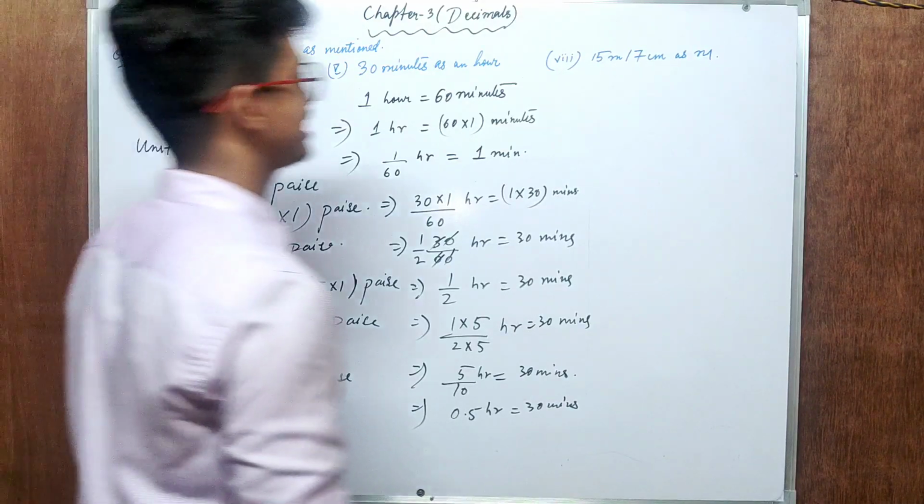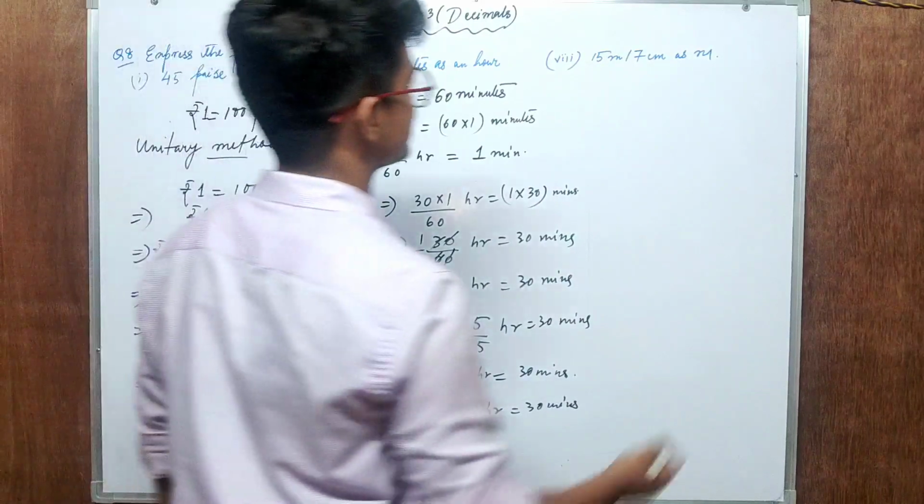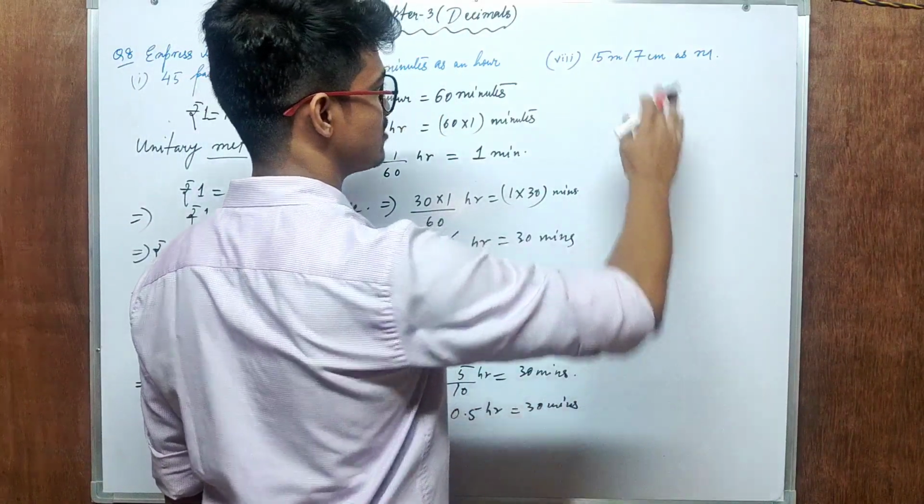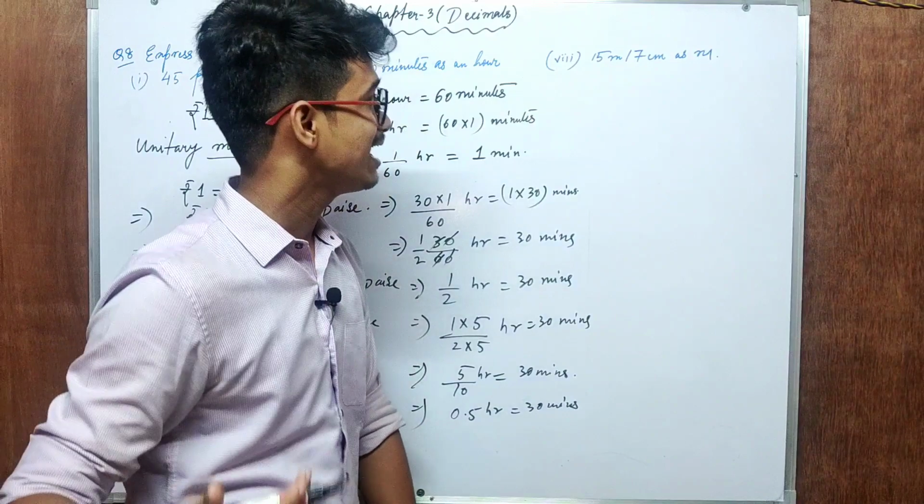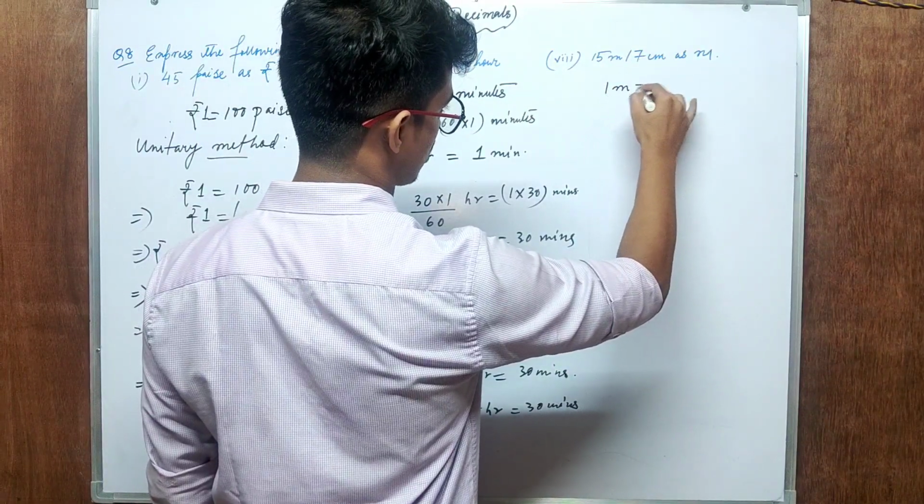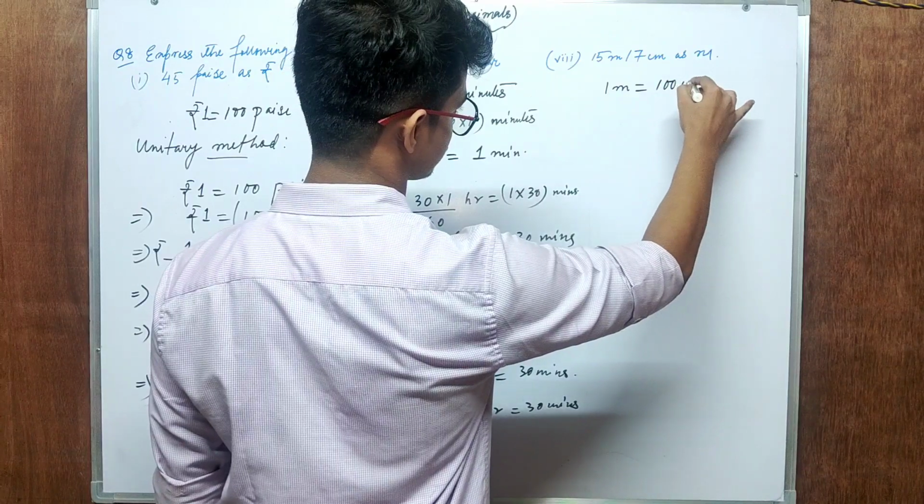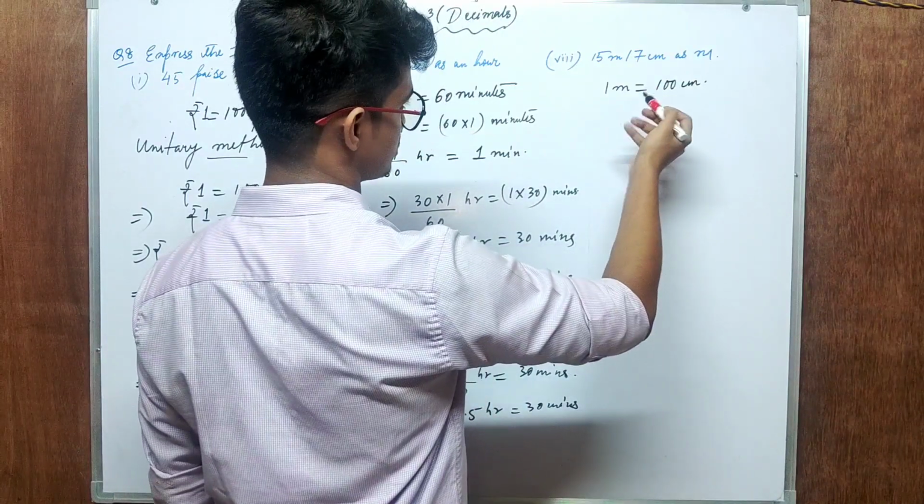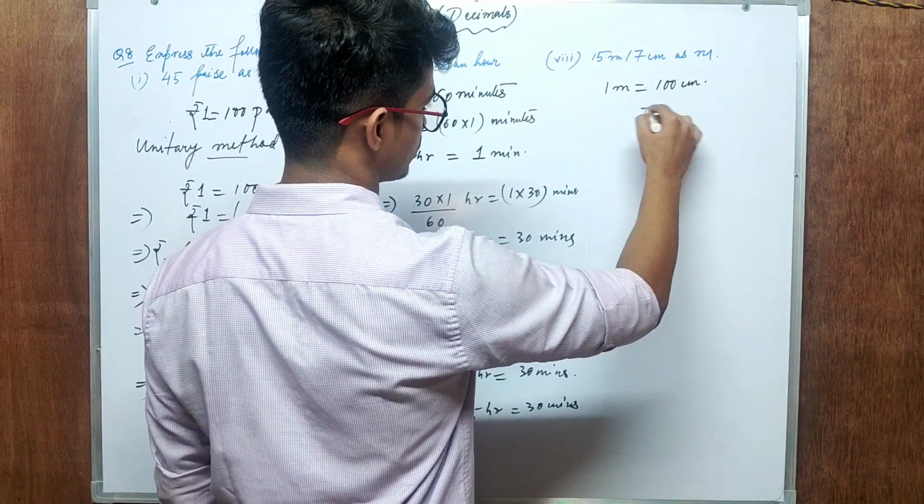And what about question number 8? 15 meter 17 centimeter as meter. So now if you see, 1 meter equal to how much? 100 centimeter. So 1 centimeter will be how much?